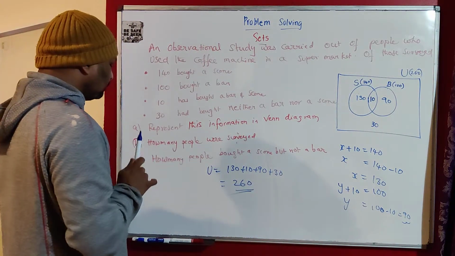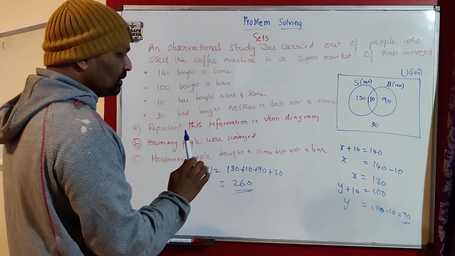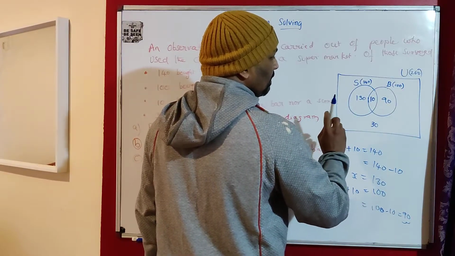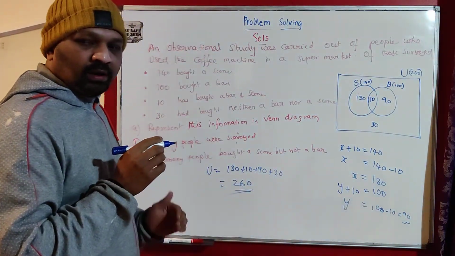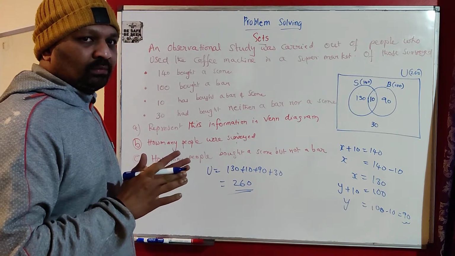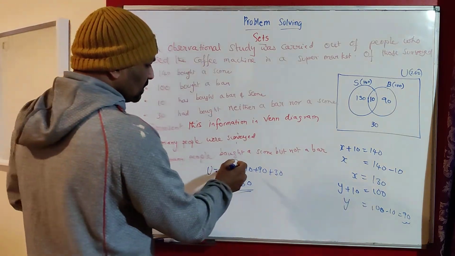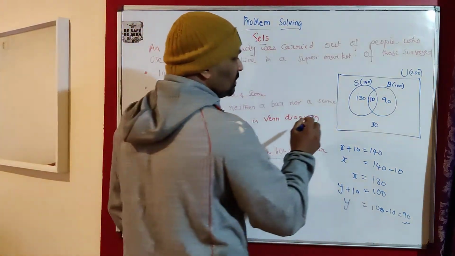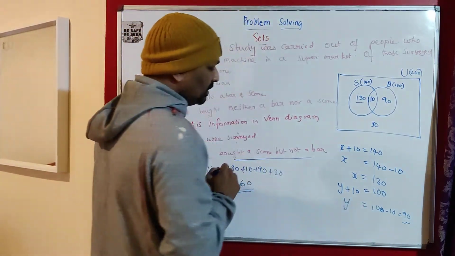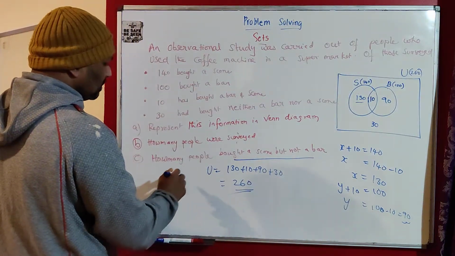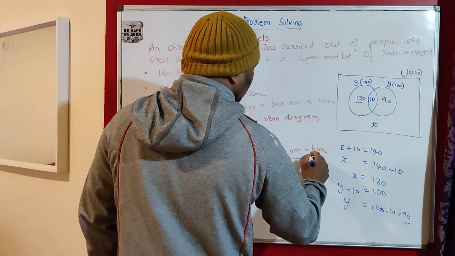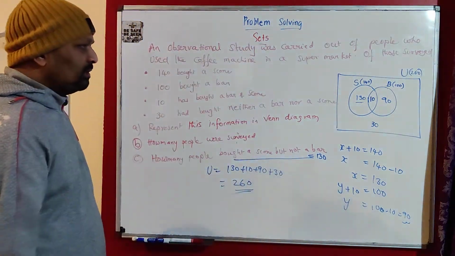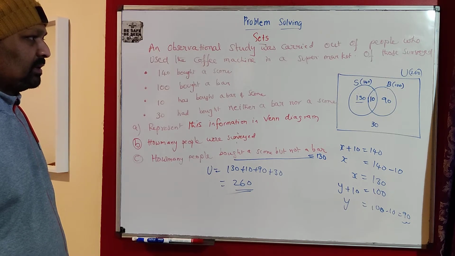How many people bought a scone but not a bar? That means how many people bought only the scone? 130 people bought only the scone. So for the third sum, C is equal to how many people bought a bar, and that is 130. From the Venn diagram we can simply fill this out.